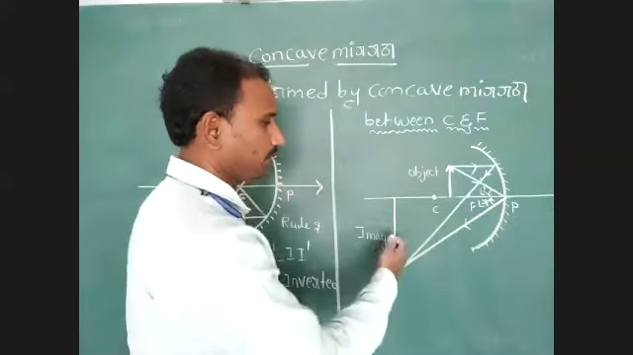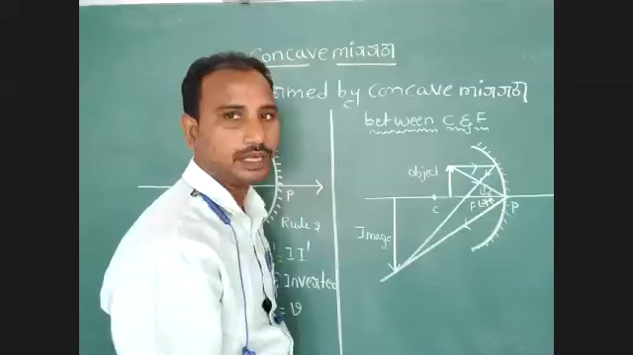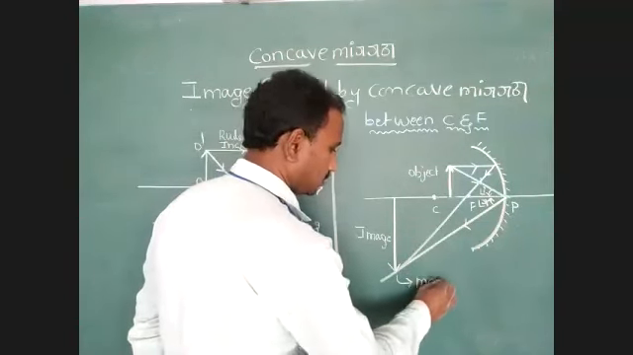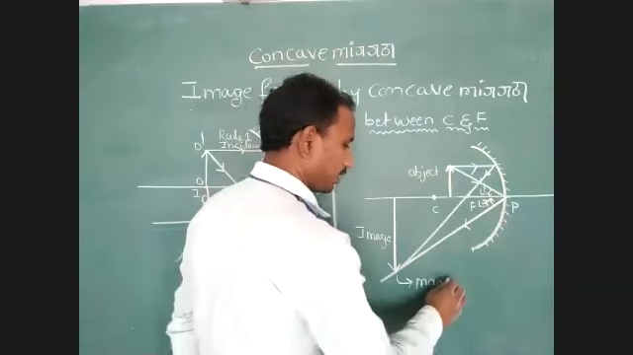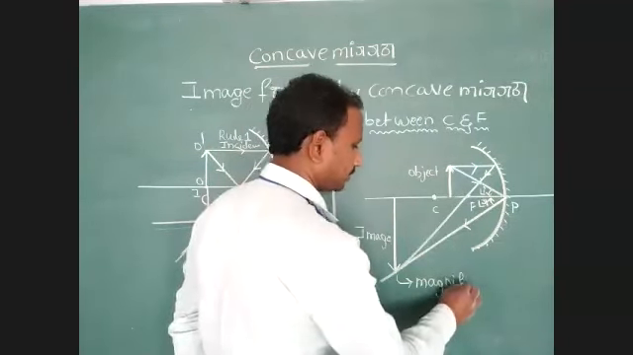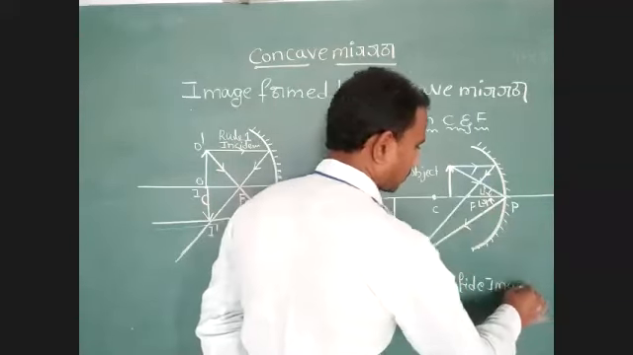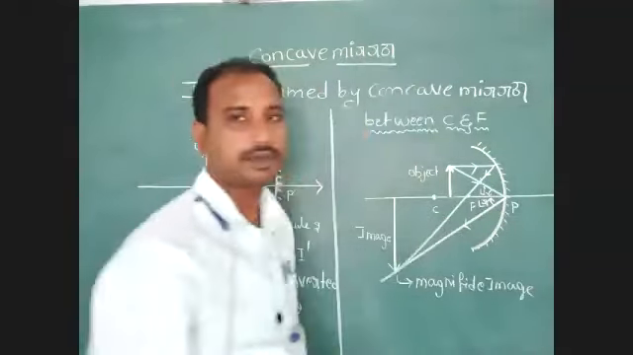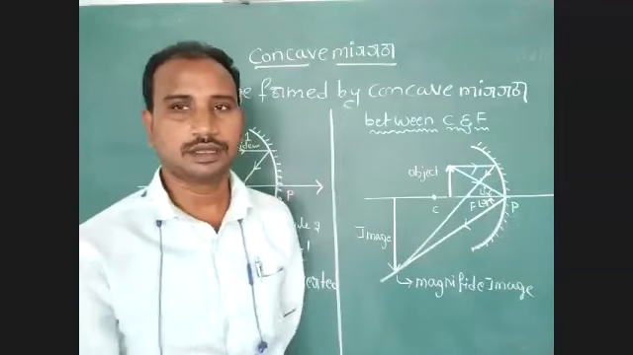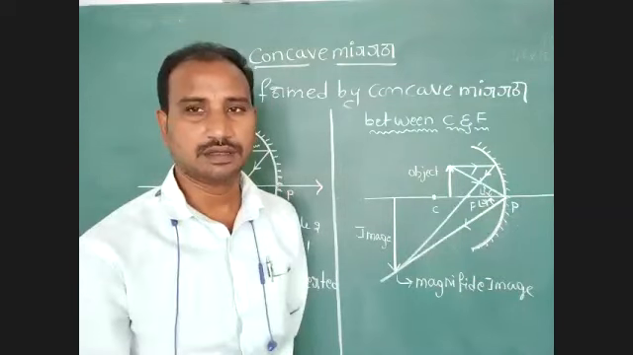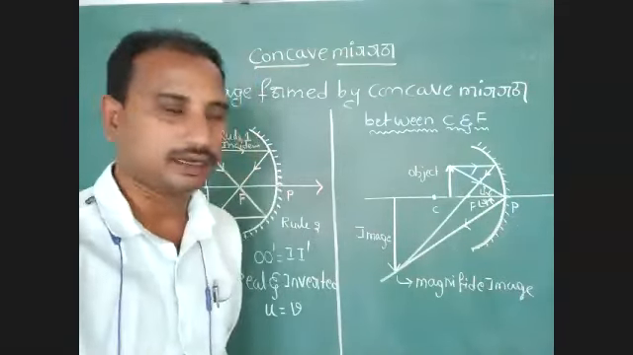Here the height of the image is more than the height of the object. This image is a magnified image. Magnified means an enlarged image, or a big size image. A big size image is a magnified image.